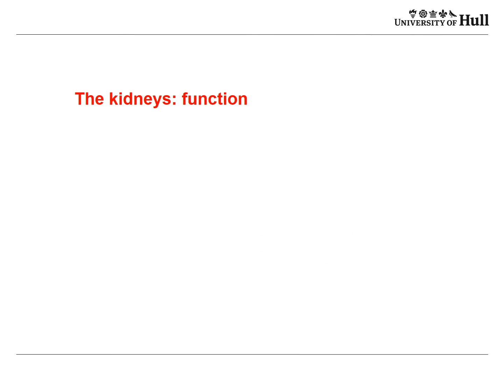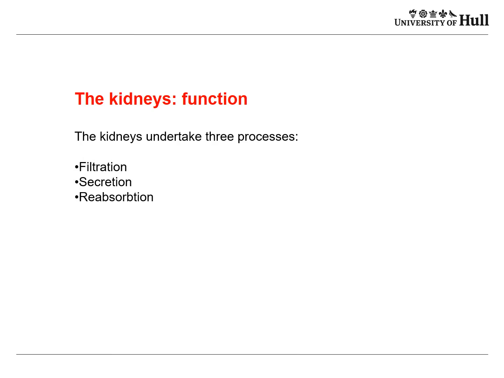So how do the kidneys function? Well, the kidneys undertake three processes: filtration, secretion and reabsorption. These are all made possible by the microstructure of the kidney, which we will look at next.